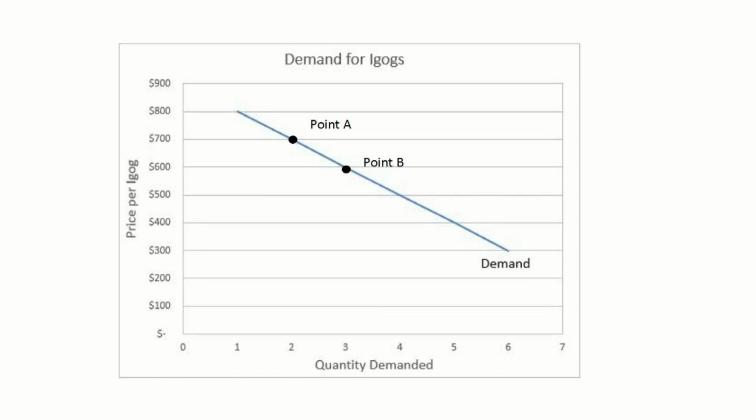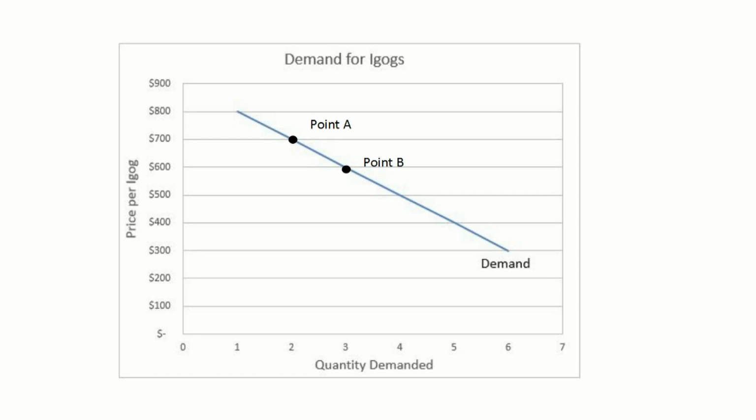Let's use an example to illustrate this. Assume you produce a unique product, iGogs. iGogs have a very limited market, and you're the only producer of iGogs. At $800, you could only sell one iGog, so your marginal revenue would also equal $800. However, if you want to sell two iGogs, you would need to drop your price to $700. This is point A on graph 1. Now, to sell three iGogs, you would need to drop your price to $600, which is point B.